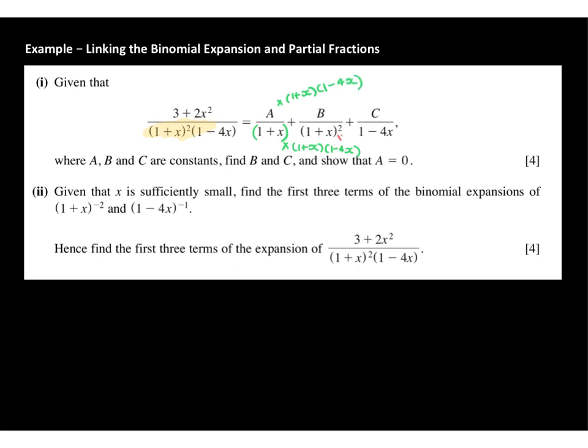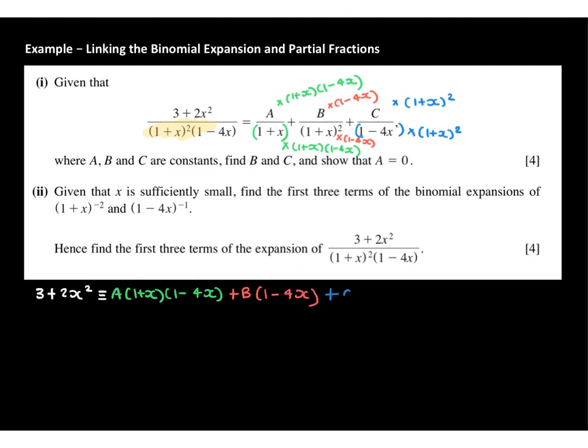The middle term needs to gain just a 1 minus 4x, so the numerator will also gain a 1 minus 4x. And the last term here needs to gain a 1 plus x all squared, so the same in the numerator. So we know that we will end up with equivalent numerators at the end of this, so this will give us 3 plus 2x squared is equivalent to a multiplied by 1 plus x, 1 minus 4x, plus b multiplied by 1 minus 4x, plus c multiplied by 1 plus x all squared.